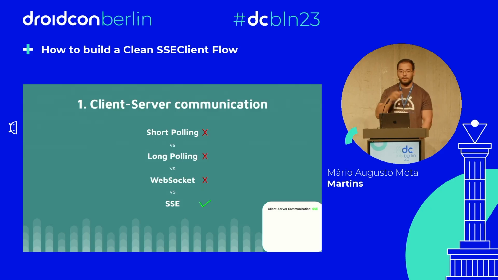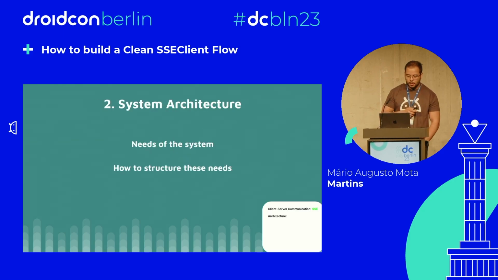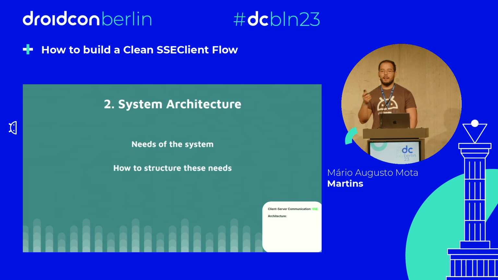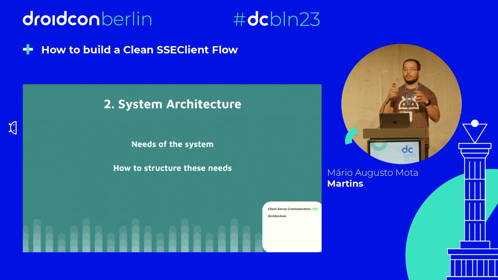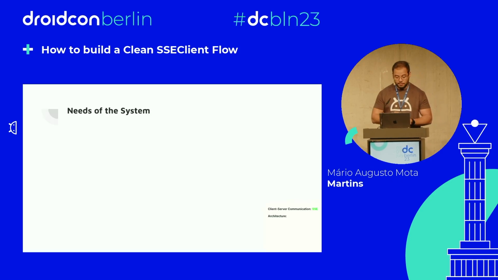So we can say, at least between these options, that SSE would be updating us. It's something that we are used to working with, which is HTTP, and it would do the job for us. So it's a great option for a system that needs to be updated in real time. So let's move on and try to build an architecture to work on the client side. In order to do so, first let's identify what the needs of our system are, and then we'll try to structure those needs and create something beautiful.